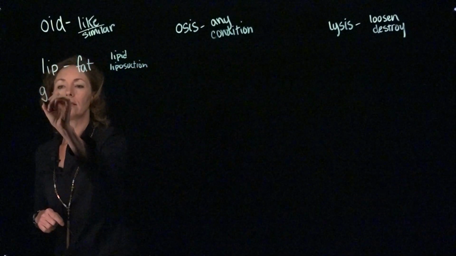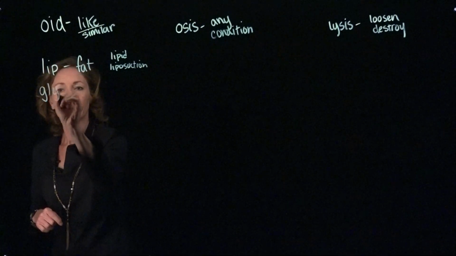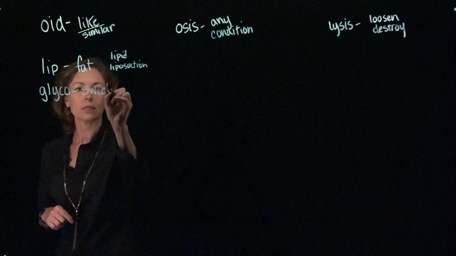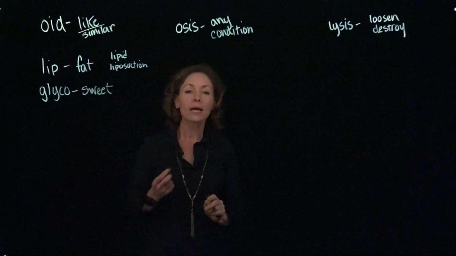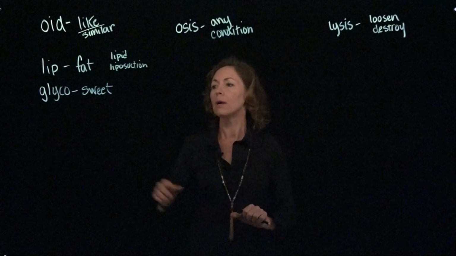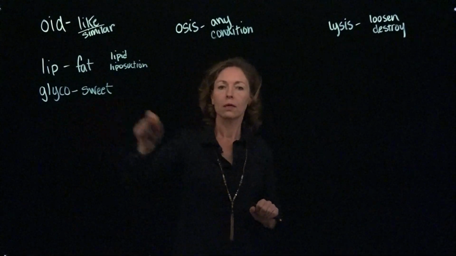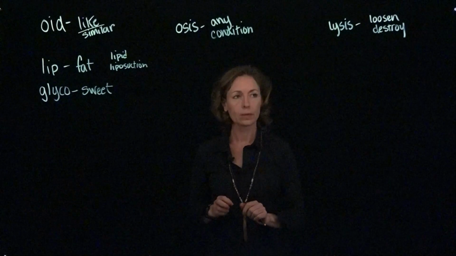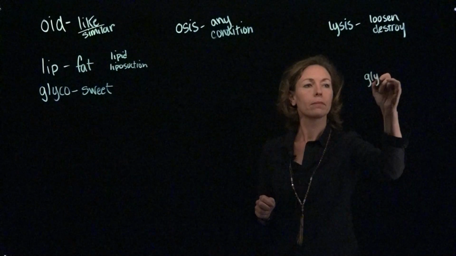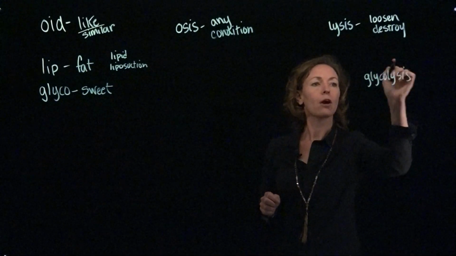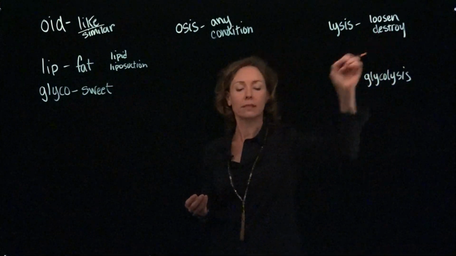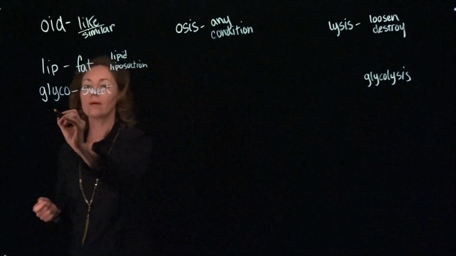The next card is glyco. Glyco, if you flip it over, means sweet. So glycogen is the form of storage in your muscles of carbohydrates. You can think of glucose to help you remember glyco means sweet. Really, when our muscles are using our calories, they undergo the process of glycolysis, and you might have heard this.